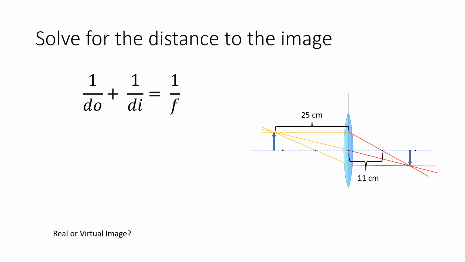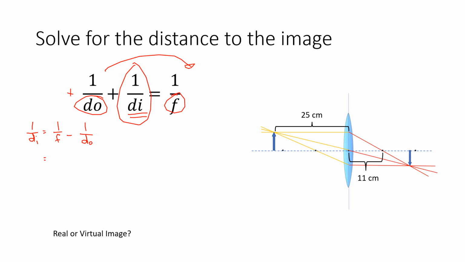Alrighty, for this situation, we're given the distance to the object, and we're given the focal length, and we're looking for the distance to the image. So what I would do first is rearrange this so that this expression is by itself. So 1 over di equals 1 over f. And then we'll move this expression over to the other side. It's positive here, so it'll be negative on the other side. So it's going to be minus 1 over d0. So let's put in some numbers. 1 over 11 centimeters for the focal length, minus 1 over 25 centimeters.